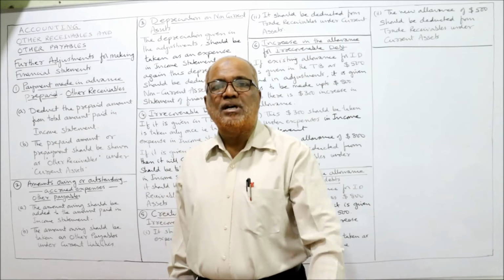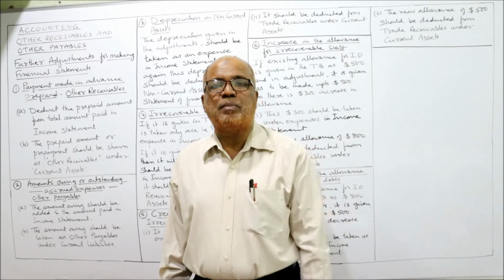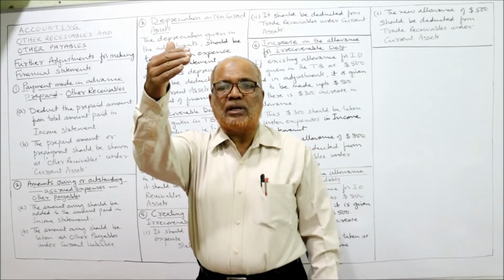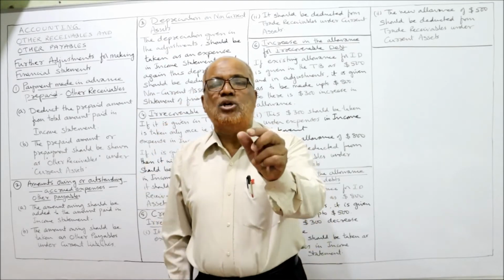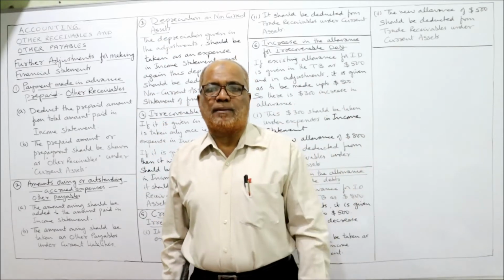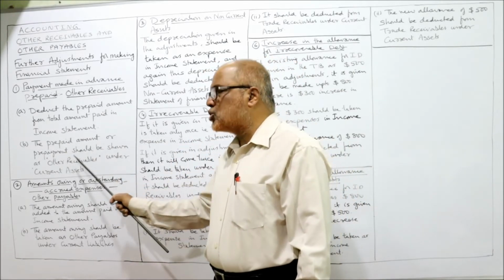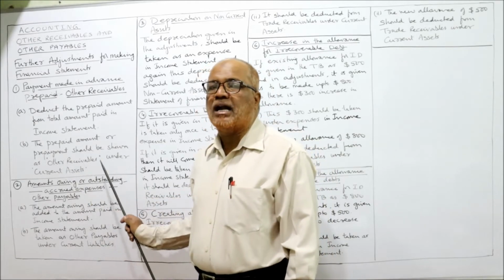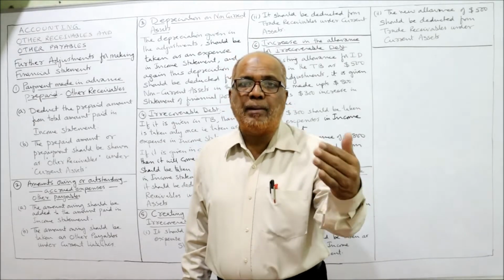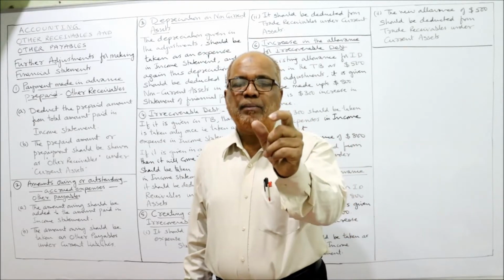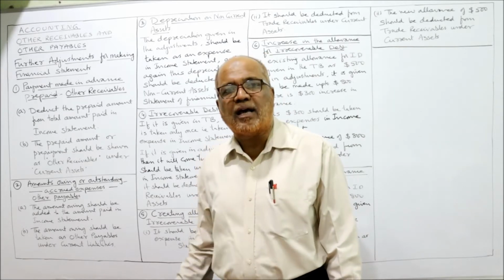So what is the first adjustment? Deduct 2,000 prepaid from the total insurance paid 10,000. So 10,000 total insurance paid minus 2,000 prepaid, 8,000 rupees insurance should be taken in income statement. That is the first adjustment. Second, the prepaid amount or prepayment should be shown as other receivables under current assets. $2,000 prepayment of insurance.